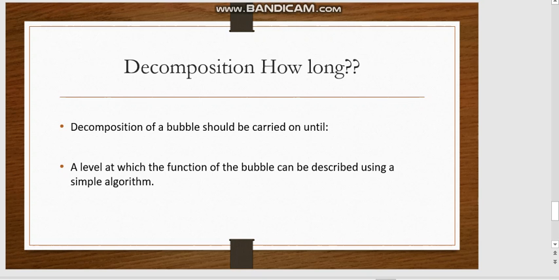The main question is up to what level the decomposition will go on. Until when will we do the decomposition? We have to carry the decomposition until a level at which the function of the bubble can be described using a simple algorithm. It depends on the problem: in some, everything becomes clear at the level 2 DFD, and in others we have to decompose up to level n. So we have to decompose the functions up to the level where each function can be described in a simple algorithm.